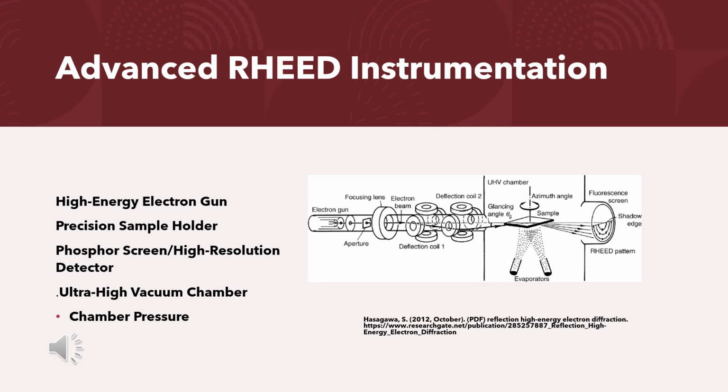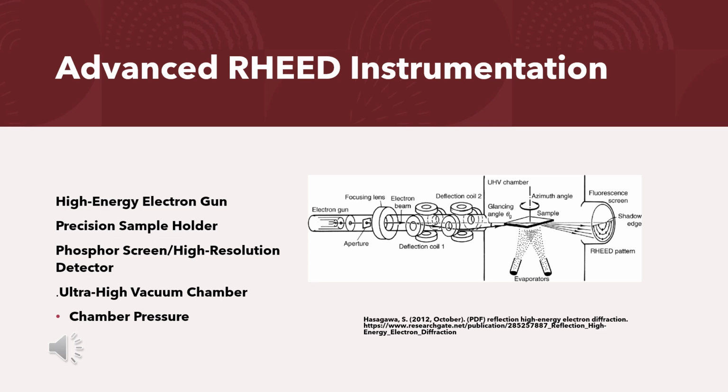Next, we have the precision sample holder. This component is essential for accurately positioning the crystalline sample at the required angle. Maintaining this precise angle is vital for the accuracy of our diffraction measurements. Additionally, the sample holder operates under ultra-high vacuum conditions to ensure that the sample remains clean and free from contamination.